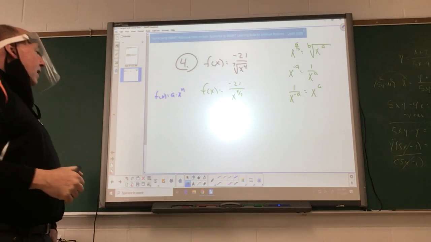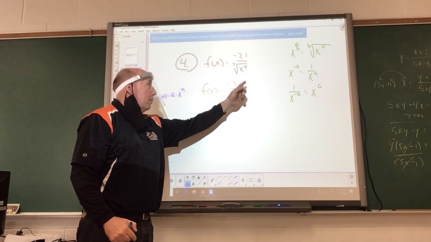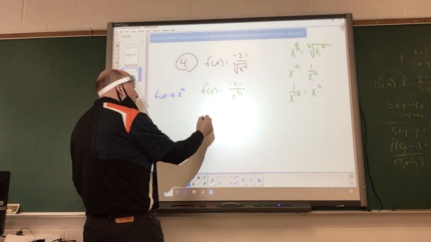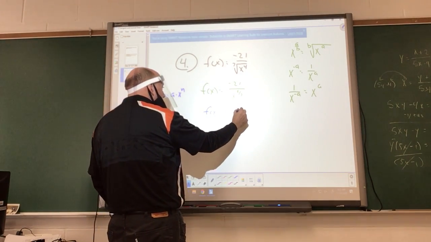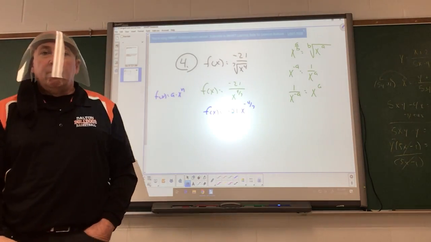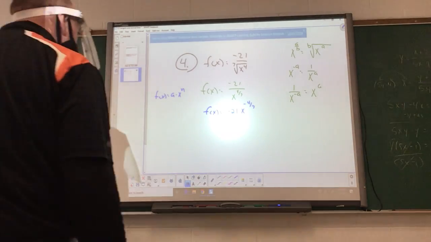Okay, so we have it in the bottom, and we have to bring it up top. To bring it from the bottom to the top, we have to make it a negative exponent. So f of x is equal to negative 21 x to the negative 4/7 power. Now we can apply the exponent rule for derivatives.